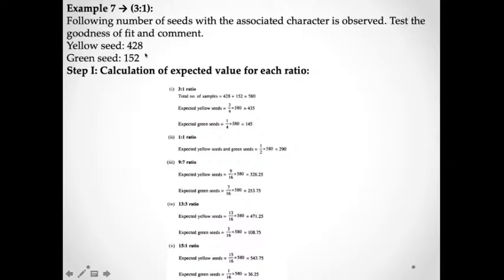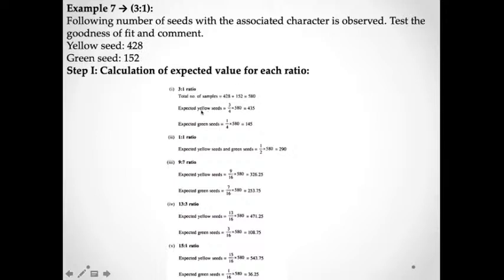So this is yellow seed 428 and this is green seed 152. So we have to calculate the expected value for each ratio. Let's calculate first the total number of samples. So it is 428 plus 152, that is 580.